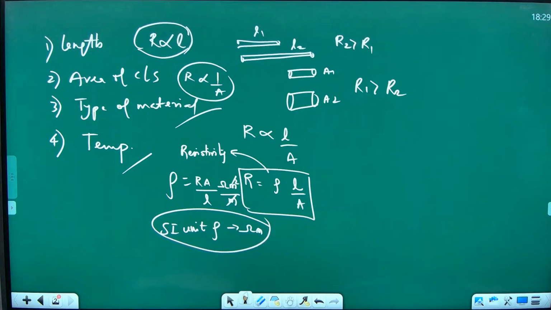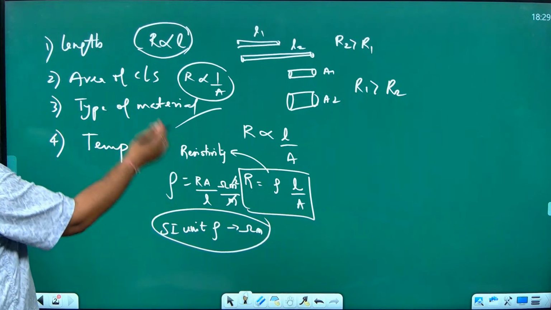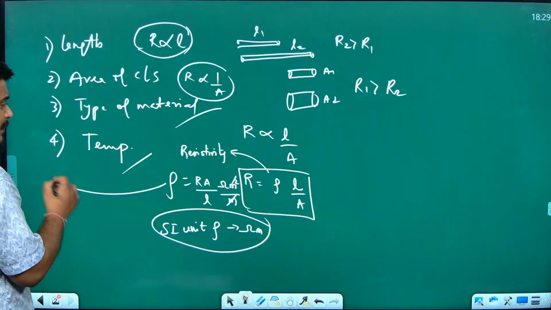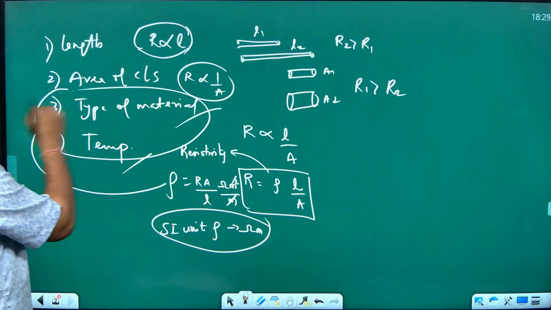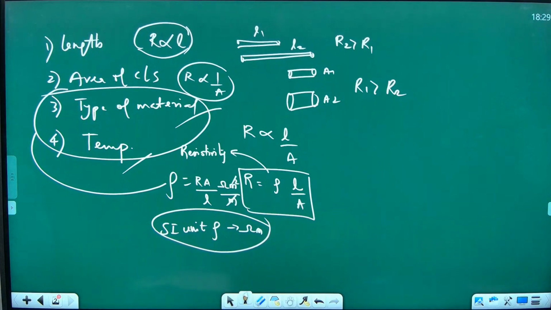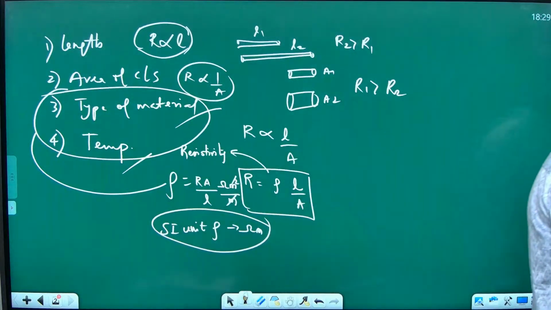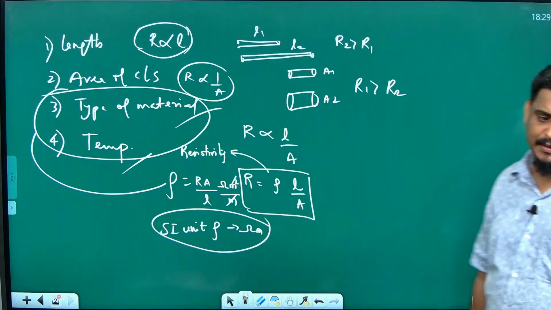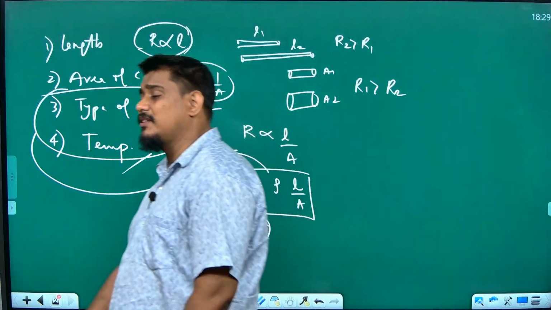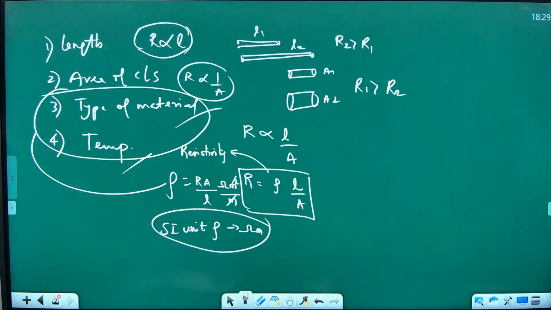Not only that, I told you resistivity is independent of length and area of cross section, but resistivity depends upon type of material and temperature. So, if they ask in the board examination, what are the factors on which resistivity depends? What is the answer? Type of material and temperature. If they ask you what are the factors on which resistance depends? Length, area of cross section, type of material and temperature.